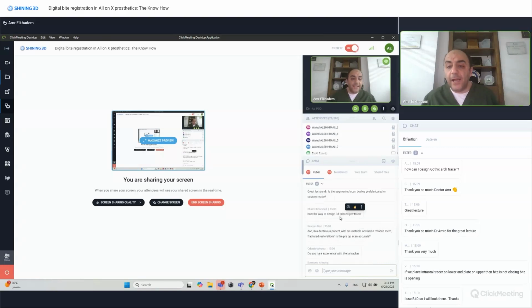Khalid Khurshid is asking how to design the 3D printed jaw tracers. I can send you guys the file for the screw and the plate and the top, and you can integrate it with the design. If you're using Exocad or Blender, I think you can add it very easily.